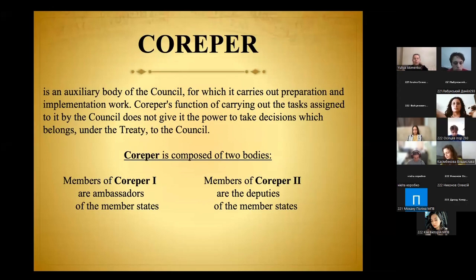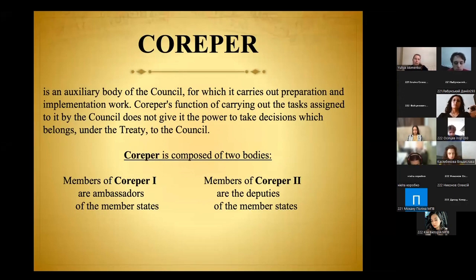So preparational work for meetings of the ministers. 28 countries, and it's difficult to imagine that there are some specialists on one level that have enough knowledge, power, and information on preparing the agenda of the Council of Ministers. So there are two levels of COREPER. We have the COREPER 1 and COREPER 2. COREPER 1 consists of ambassadors, and COREPER 2 consists of national deputies of the member states. And probably you understand that COREPER 2 is more powerful and the highest authority comparing with the COREPER 1.